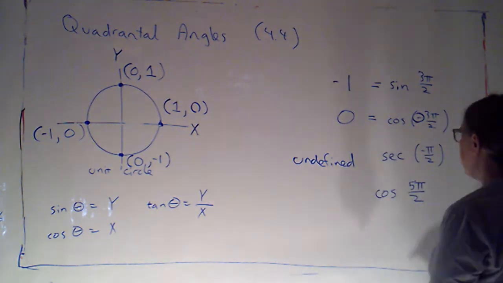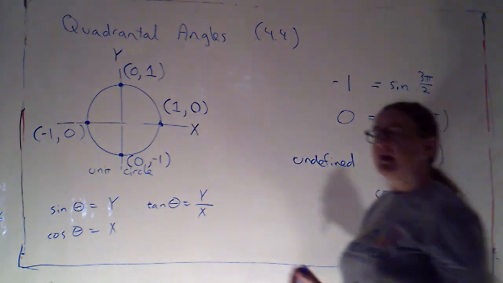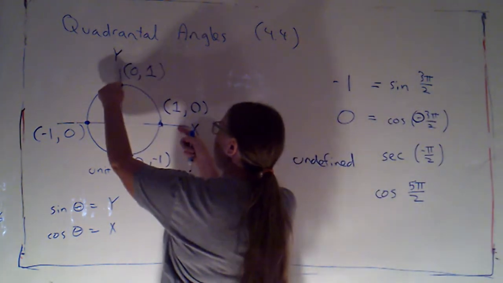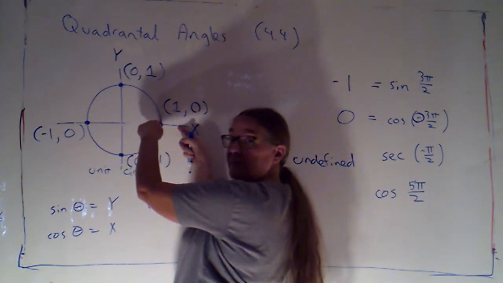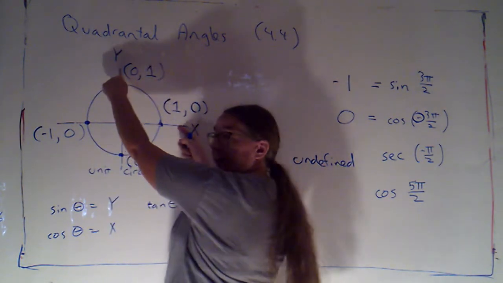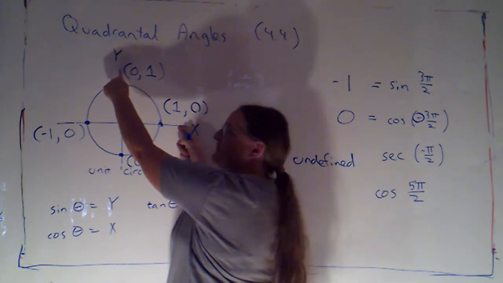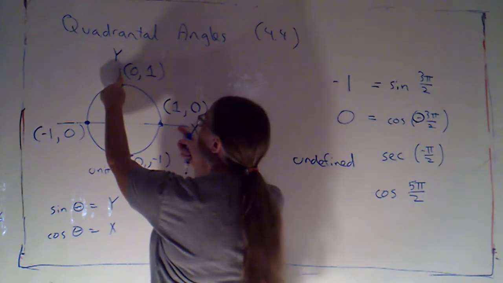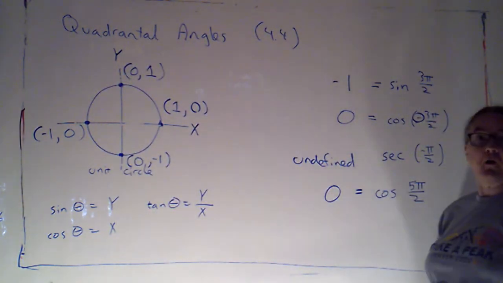Okay. And then cosine of 5 pi over 2. So let's see, here's 1 pi over 2, 2 pi over 2, 3 pi over 2, 4 pi over 2 would be 2 pi, 5 pi over 2 we've rotated past that, so it's 1 1/4 revolutions. We wanted cosine, that's the capital X value, and so that's going to be 0.